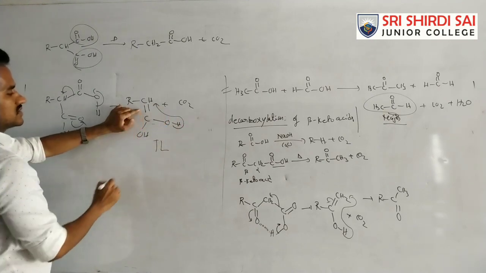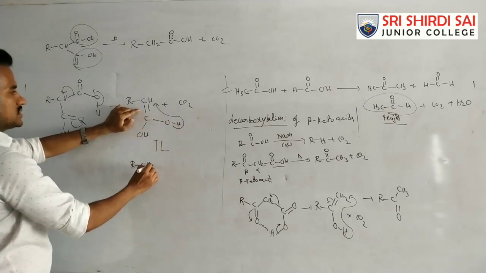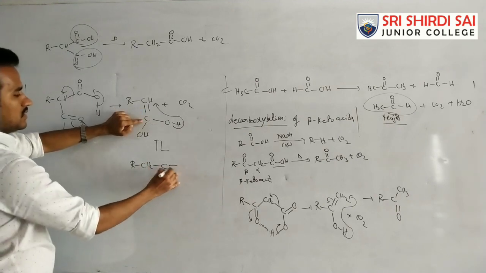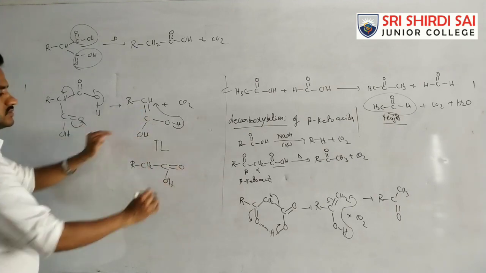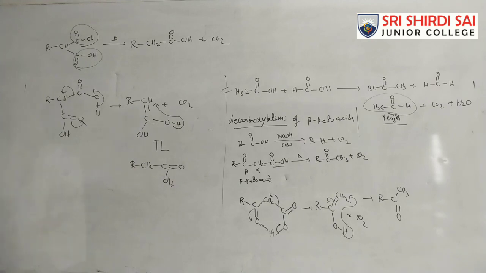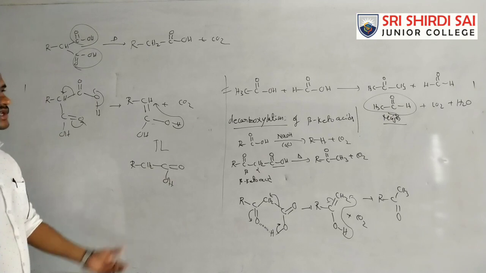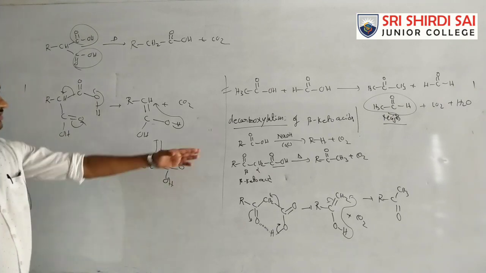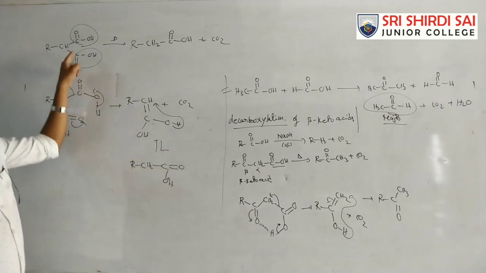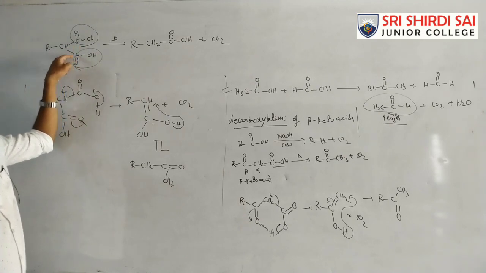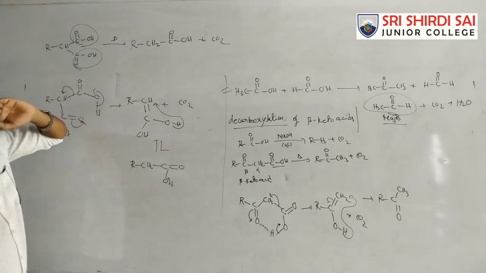This proton is transferred to this carbon, so it becomes RCH2 C double bond O and OH. That's it. Okay, beta keto acids. This beta keto acids on heating, decarboxylation takes place. That one is a 1,1 dicarboxylic acid. The two carboxylic acid groups on the same carbon on heating, decarboxylation takes place.